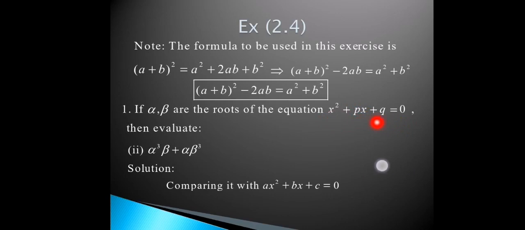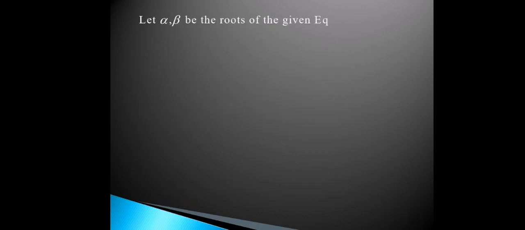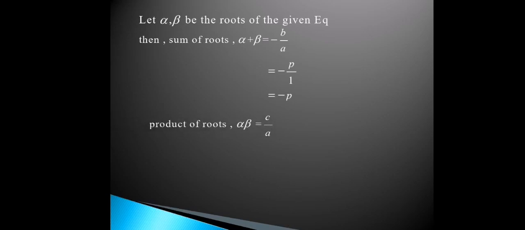So we will compare it with the standard form of the quadratic equation, that is ax square plus bx plus c is equal to 0, and we will get a is equal to 1, b is equal to p, and c is equal to q. Let alpha, beta be the roots of the given equation. So we will find out the sum of roots as minus b by a. While putting the values of b and a, we get minus p by 1 is equal to minus p. Similarly, we will find out the product of roots, alpha beta is equal to c by a. While putting the values of c and a, we get q by 1 is equal to q.